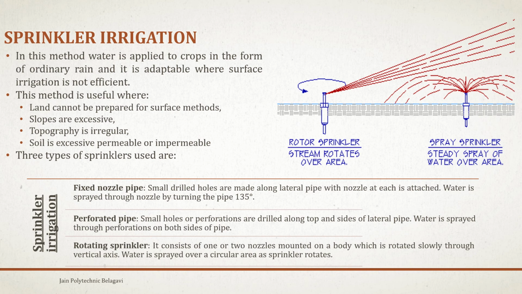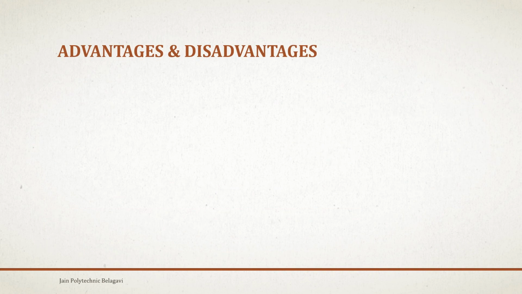So there is an image. One is the rotor sprinkler, as I have explained, the rotating sprinkler, that starts rotating along a vertical axis, and the spray sprinkler, which is a type of perforated pipe, and there the water will be supplied all over the sides of the pipe. Next, we'll discuss the advantages and disadvantages of this sprinkler irrigation.